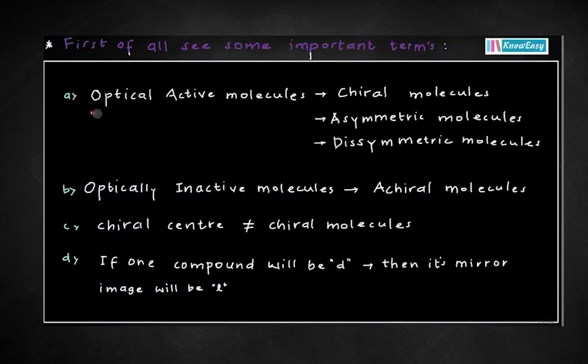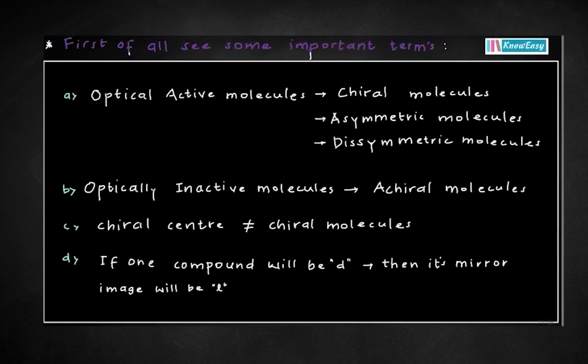Number one is the optically active molecules. They are also called chiral molecules or asymmetric molecules or dissymmetric molecules. Both asymmetric as well as dissymmetric molecules are optically active and this is a very important point. Next, what are optically inactive molecules? They are called achiral molecules. Next, a molecule having a chiral center does not necessarily mean the compound will definitely be optically active, that is, definitely a chiral molecule. So a chiral center is a different thing and a chiral molecule is a different thing. They are not the same and it is very important.